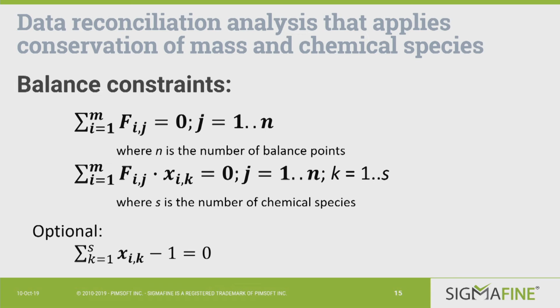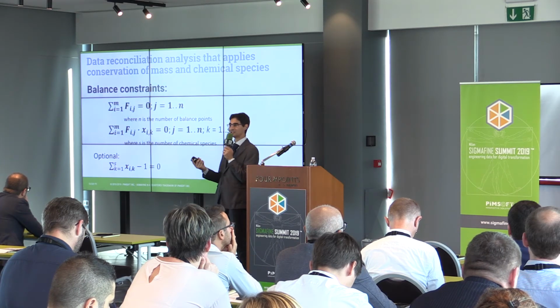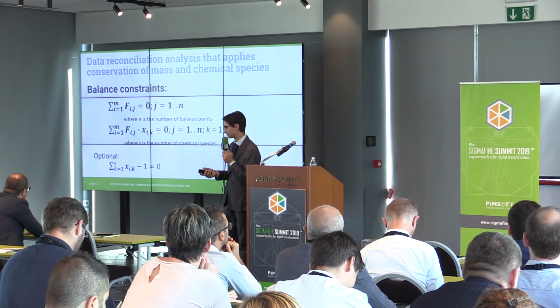Why is this optional? Because we have cases like metal accounting where you're not interested to reconcile the full chemical species because basically you don't know. You're not interested in reconciling the rock amount. You're just interested to reconcile the gold production.